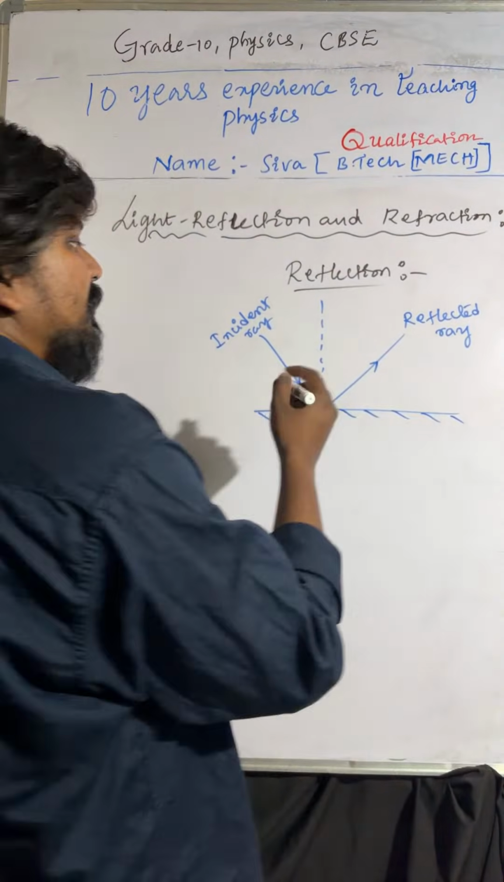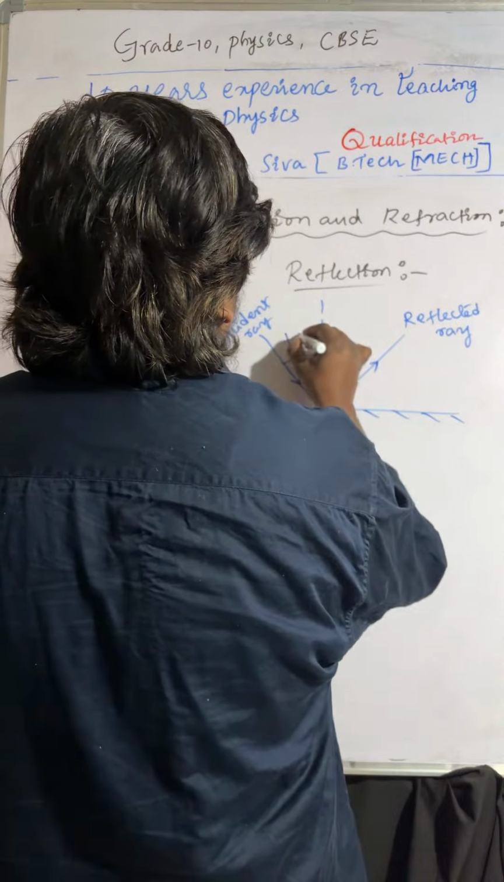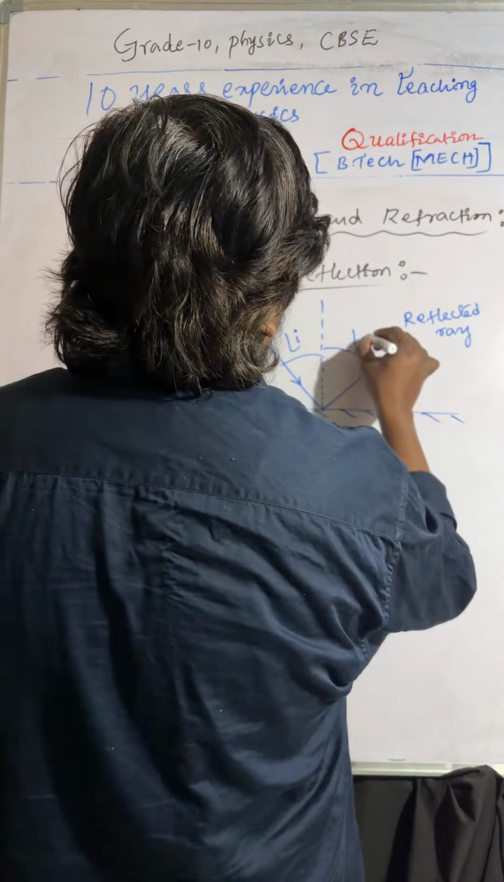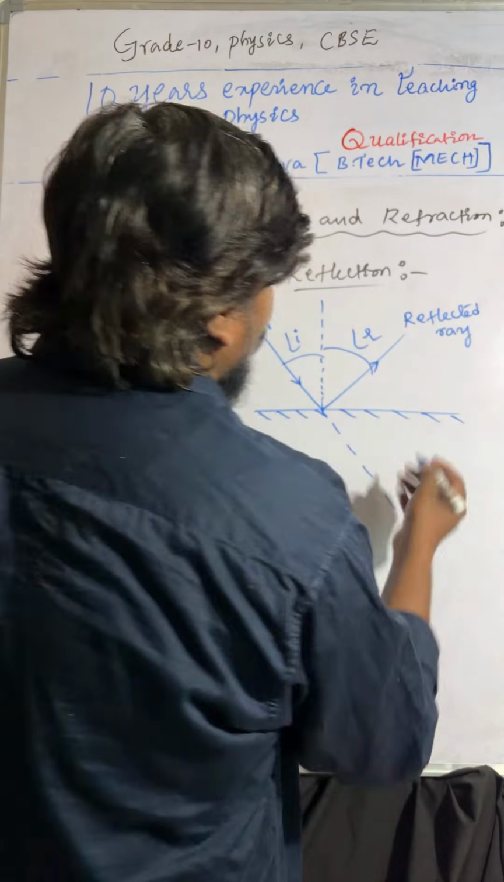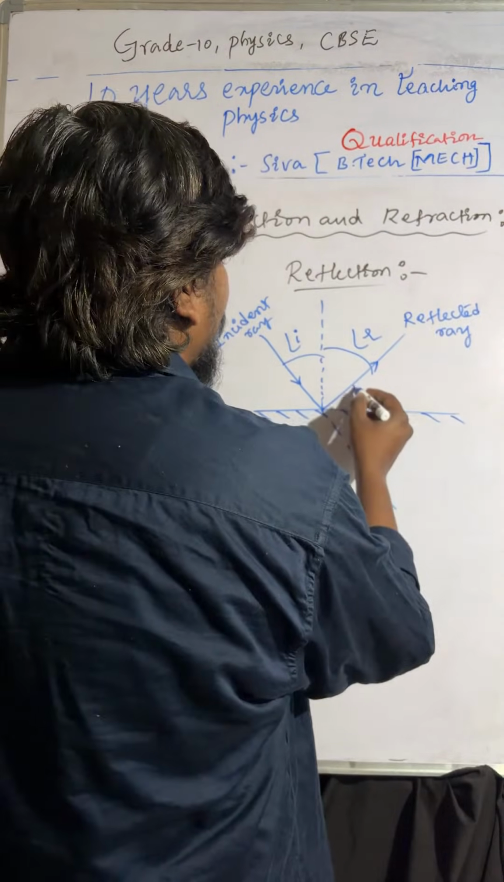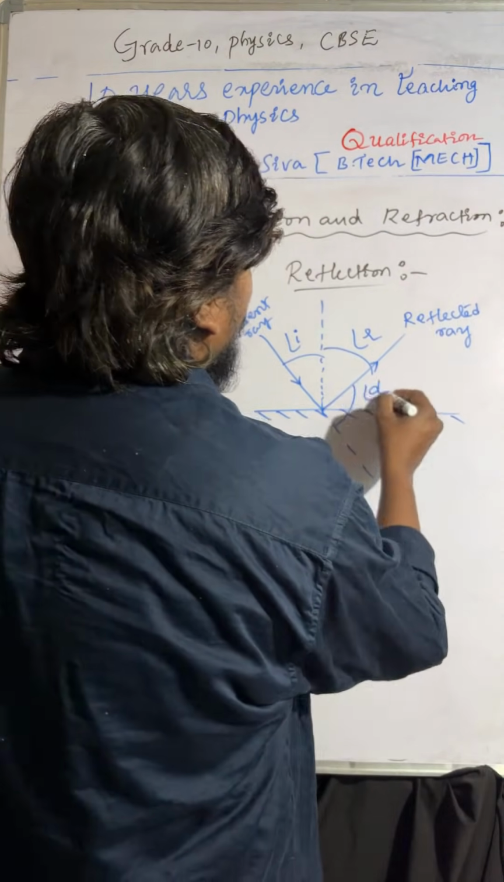The angle between the incident ray and the normal line is called the angle of incidence. The angle between the reflected ray and the normal line is called the angle of reflection. And the angle between the reflected ray and the incident ray's extended line is called the angle of deviation.